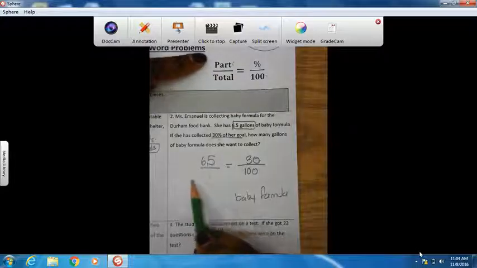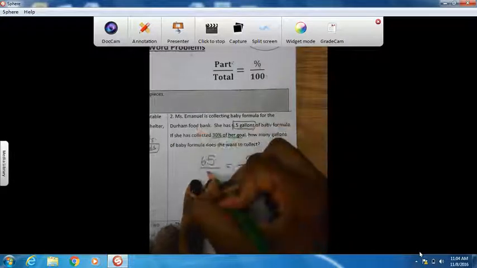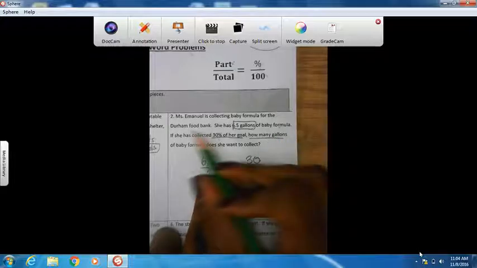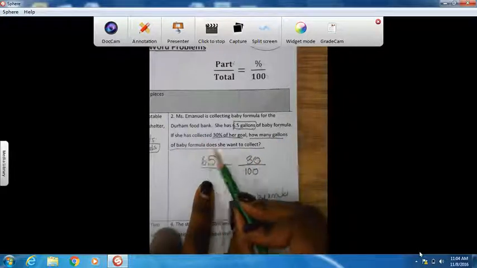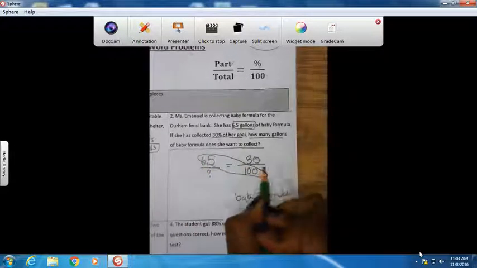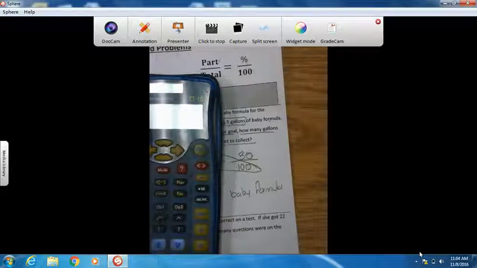Now the total will represent all the baby formula she collects. And we actually don't know this answer yet because that's what we're trying to find. How many gallons of baby formula does she want to collect? So our puzzle pieces are filled in. Now we can go ahead and cross multiply and divide. So in my calculator, 6.5, 6 and 5/10 times 100 equals 650.